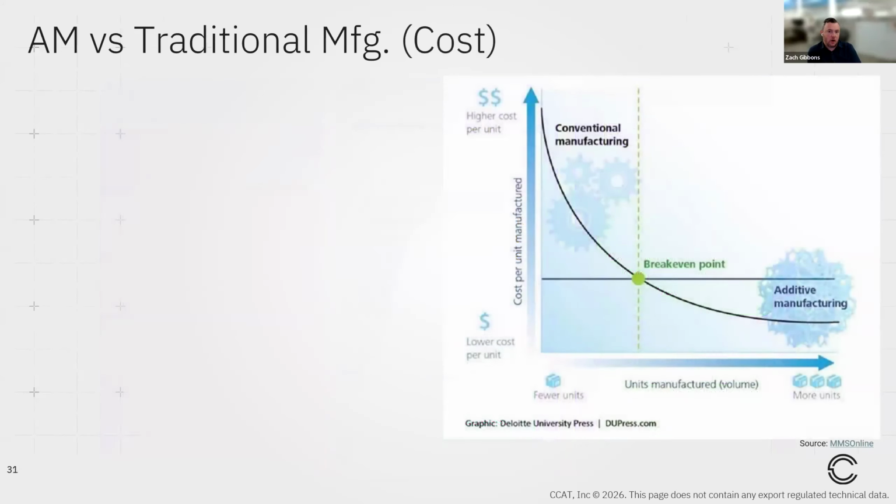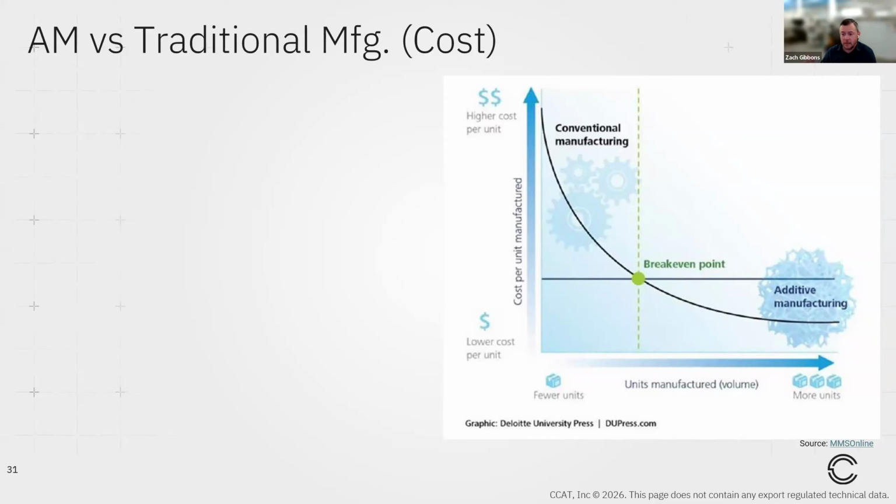But how does it compare on cost? So this is a pretty old image from Deloitte, but it still holds true today. So we have, let's see, cost per unit manufactured on our vertical axis versus units manufactured. So, as I create more and more parts, what happens to my per part cost? With conventional manufacturing, we see this nice decreasing asymptotic behavior where if we're only making one or two, the parts are naturally going to be very expensive.